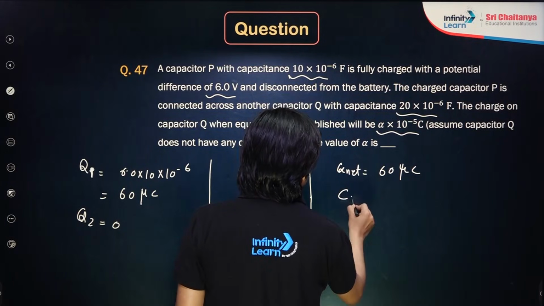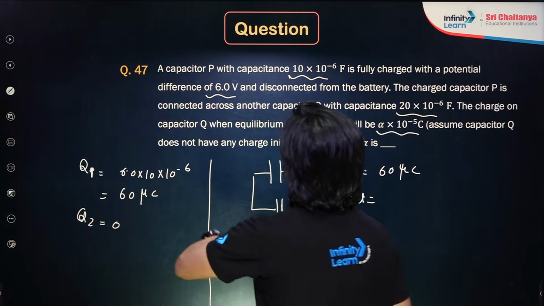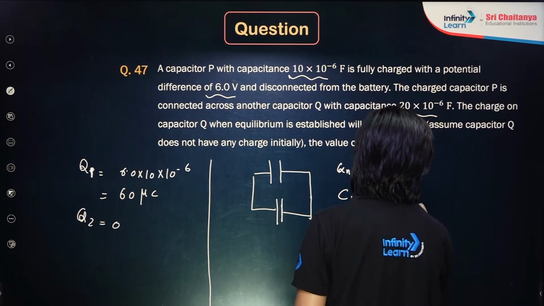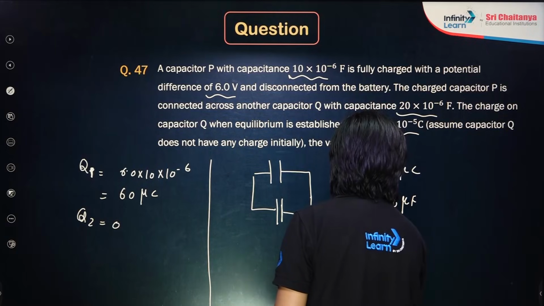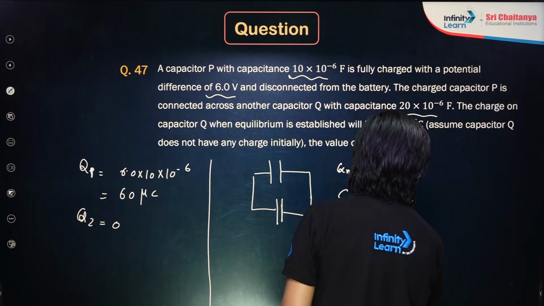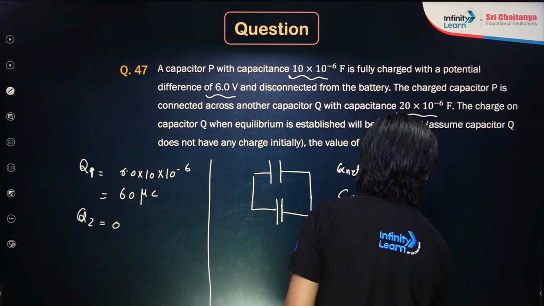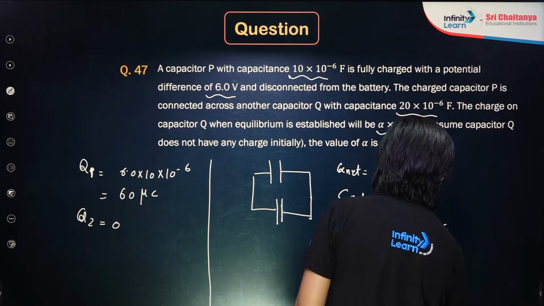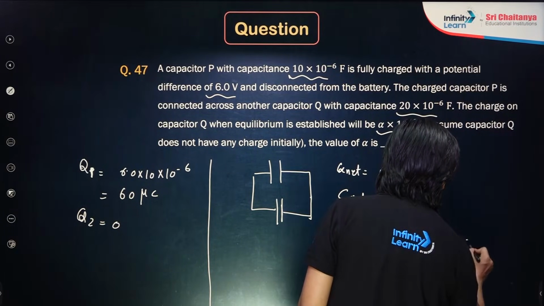Net capacitance, it is equal to, they are in parallel, 10 microfarad and 20 microfarad, so this is 30 microfarad. Common potential Vc, this is equal to net charge divided by net capacitance. Net charge is 60 microcoulomb and this is 30 microfarad. It comes out to be 2 volt.